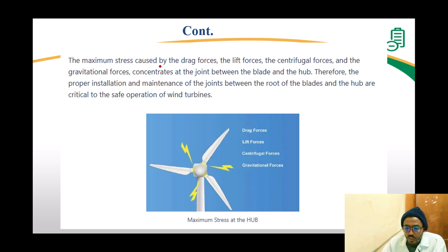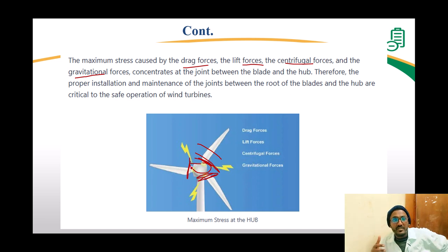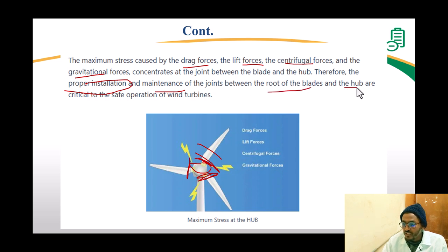So the maximum stress caused by the drag force, the lift force, the centrifugal force, and the gravitational force concentrates at the joint between the blade and root. This one. We have this one and we have this one. So this is the maximum point where failure could happen on our wind turbine energy source. Therefore, this is the point. Proper installation and maintenance of the joints between the root of the blades and the hub are critical to the safe operation of the wind turbine. Proper installation and maintenance is crucial.